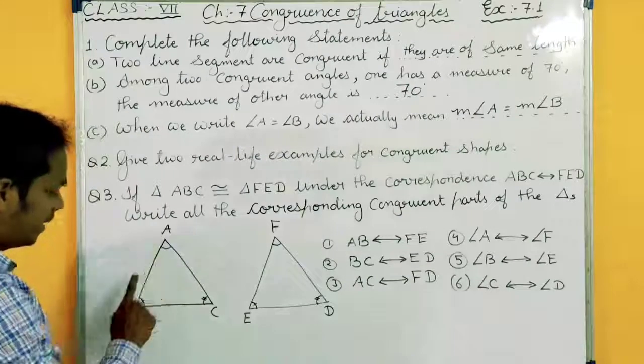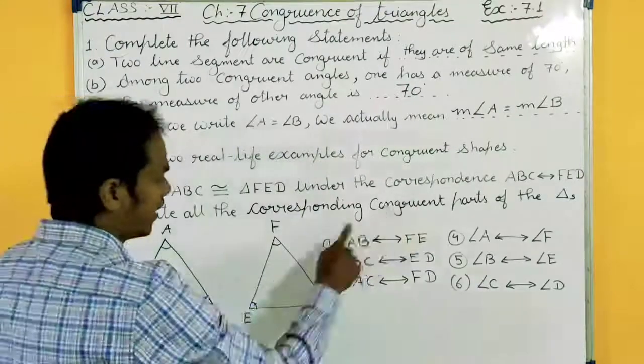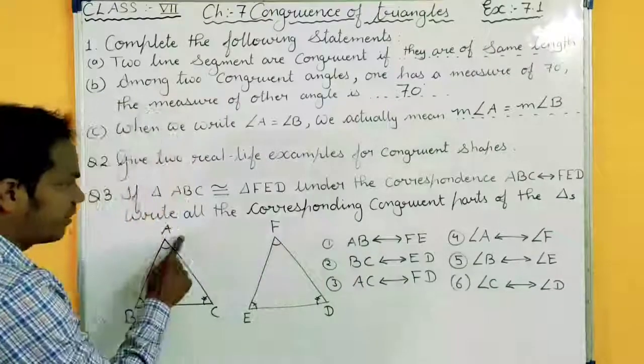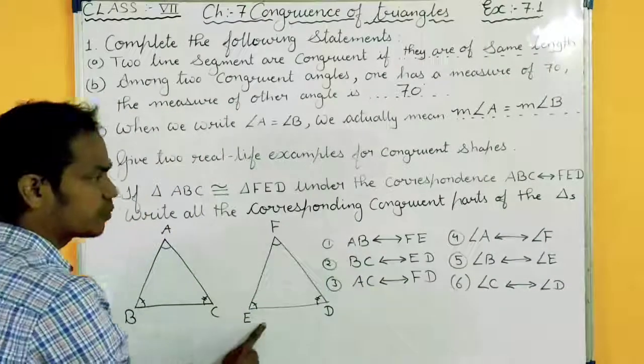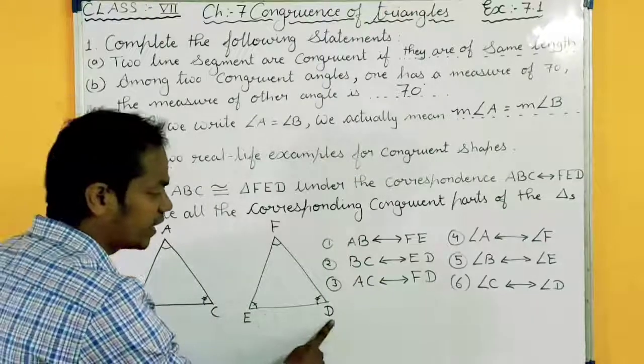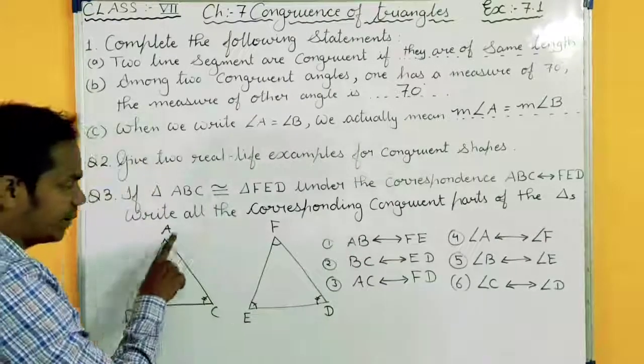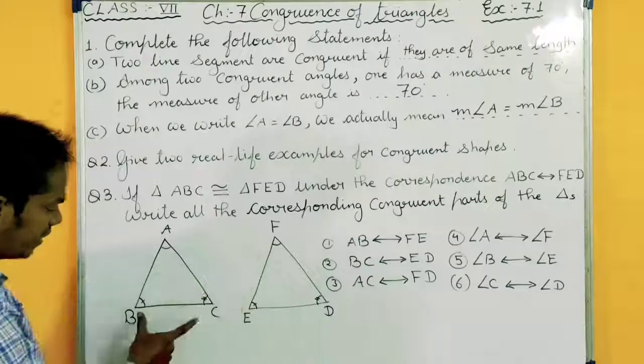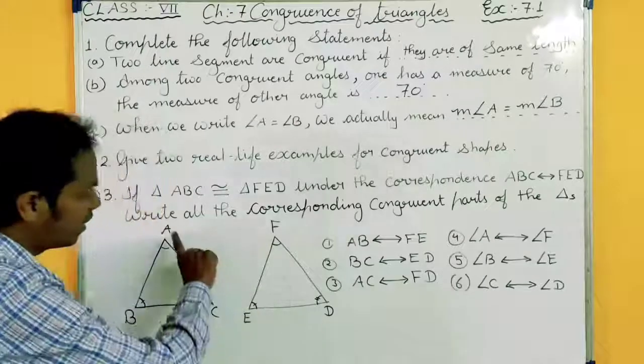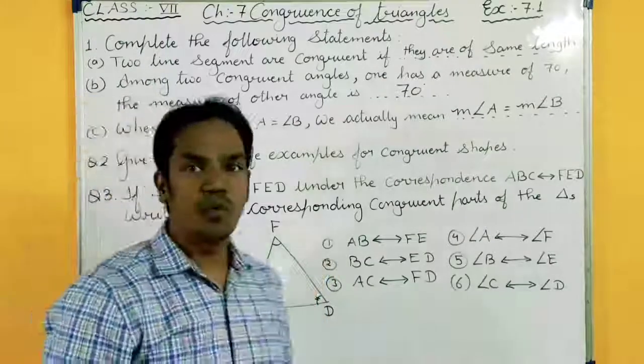Okay. ABC was your first triangle, and the second triangle FED. A will correspond to F, B will correspond to E, C will correspond to D. In the same way, line segment AB will correspond to FE, BC will correspond to ED, and AC will correspond to FD.